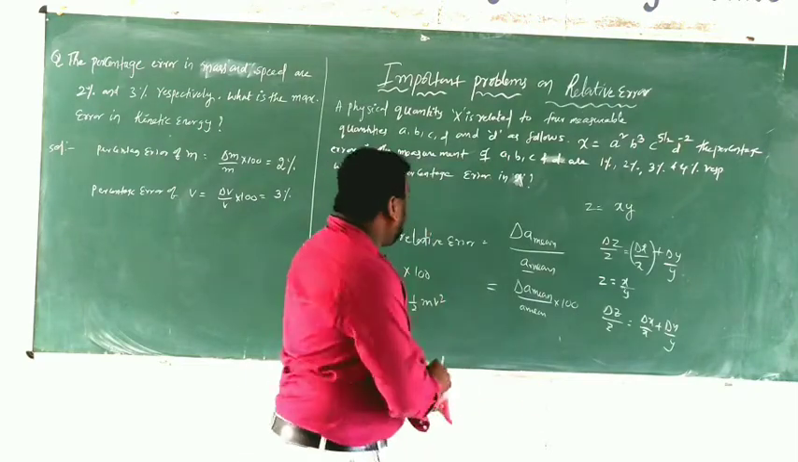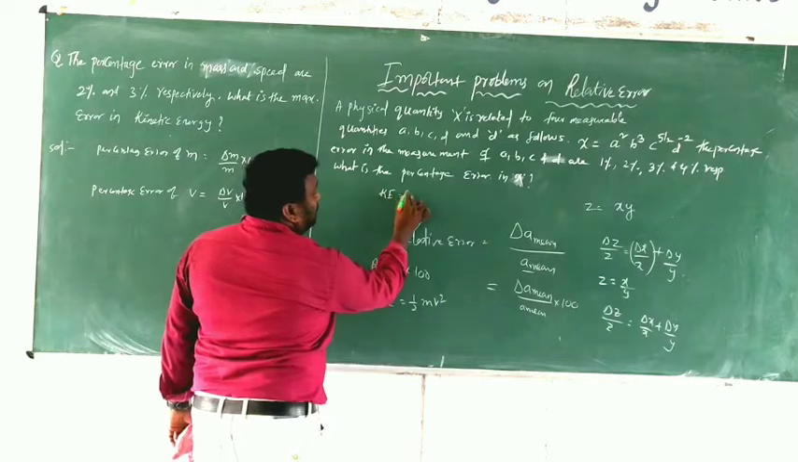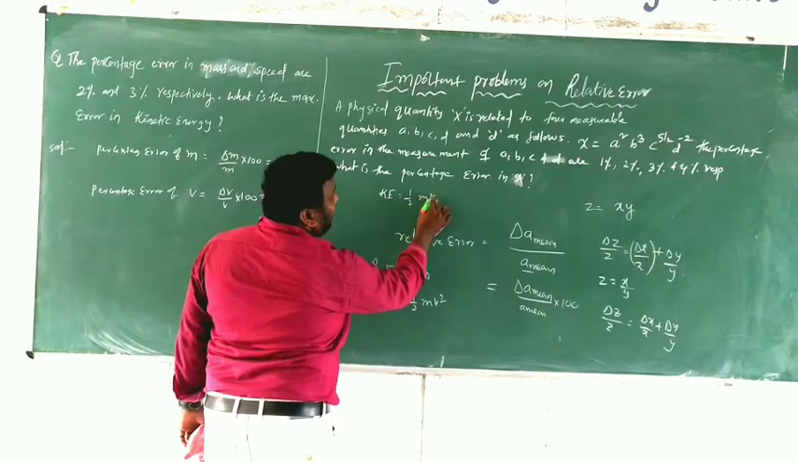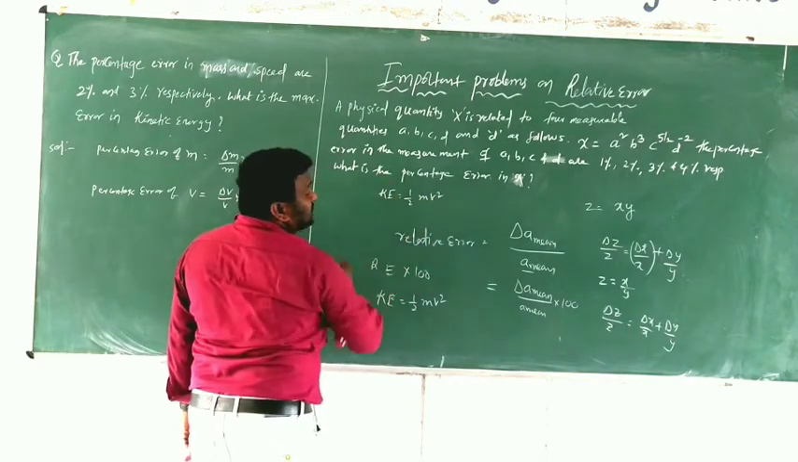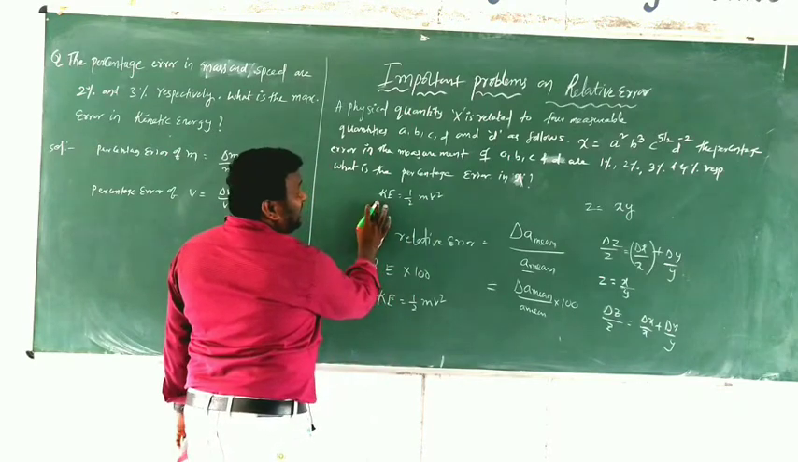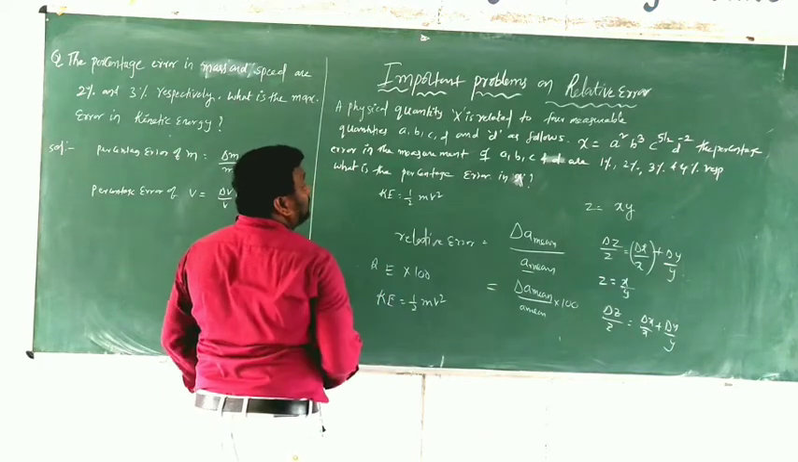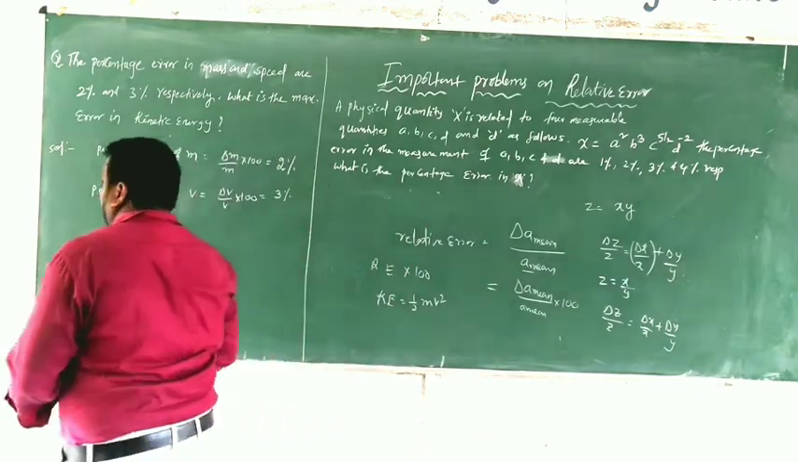That means here I am writing now: kinetic energy is equal to half m v square. For half, it is constant. Then m into v square is there. That means delta KE by KE is equal to delta m by m plus 2 into delta v by v. I am writing here. Watch carefully.